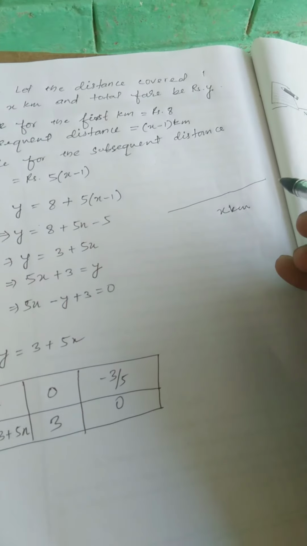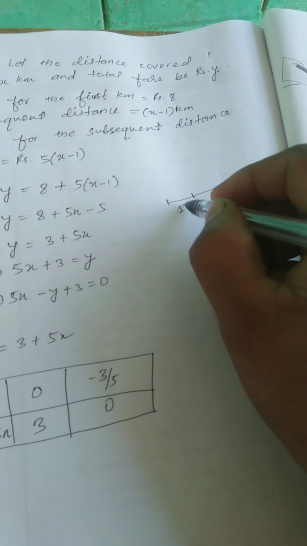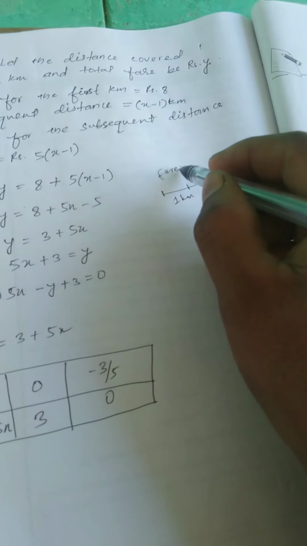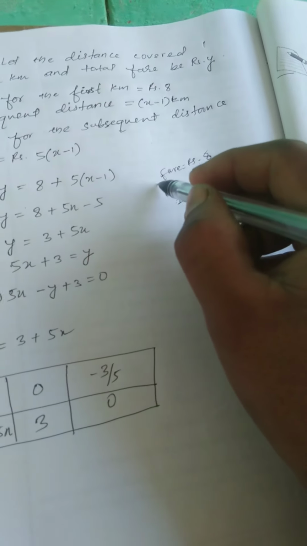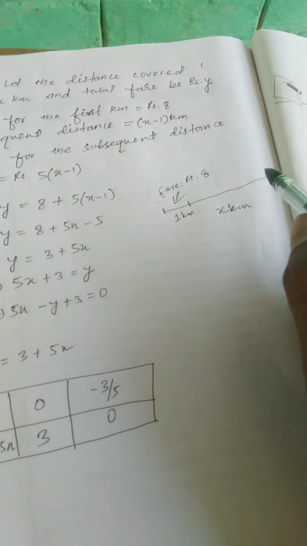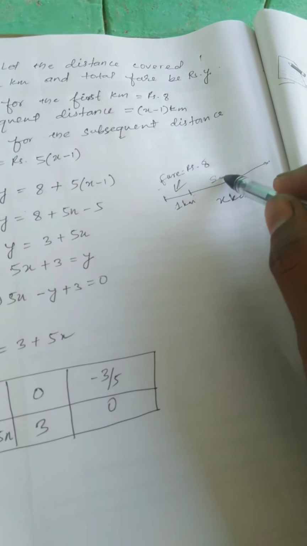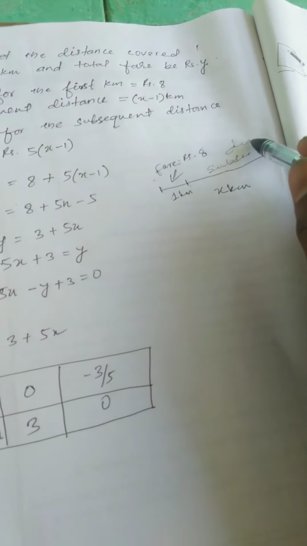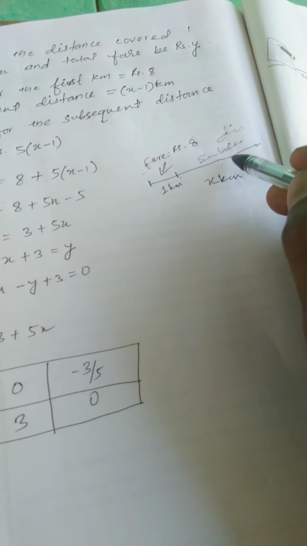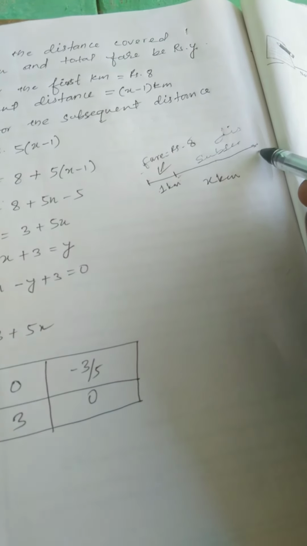But see here, for the first kilometer, the fare is how much? ₹8 fare for this. So what will be the fare for the remaining distance? That means this is the subsequent distance. What will be the fare for this? So let us first find the subsequent distance, then only we can find the fare.